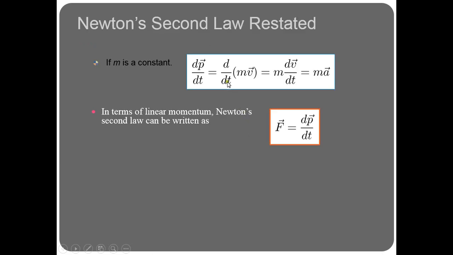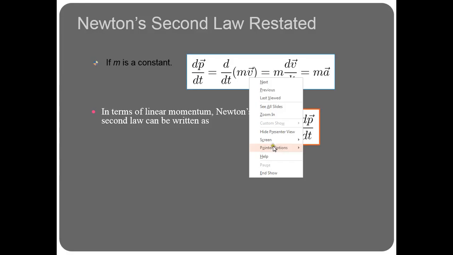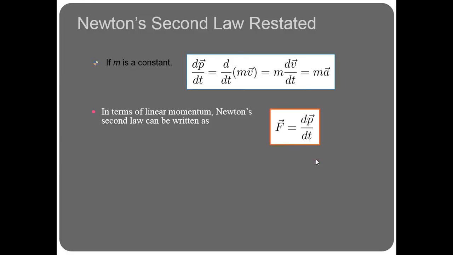The key idea is that if your mass is constant, dp/dt, using the product rule, you get m dv/dt plus v dm/dt. Since your mass is constant, this whole bunch goes to 0, and dv/dt is essentially just a, which allows you to write what you have always done.